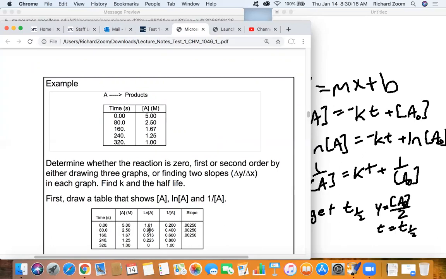Is anybody uncertain about where I'm getting the ln of A or 1 over A numbers? Please look at it. Is anybody concerned about that? Nobody's saying anything, so I'm assuming you're all seeing how I'm getting that. Okay, good. Because in a test, we would be asked to draw this table.